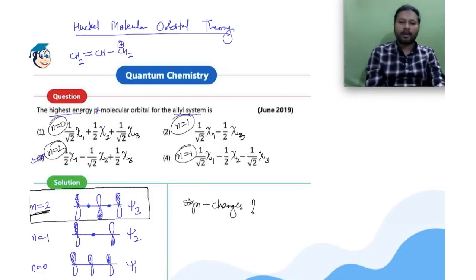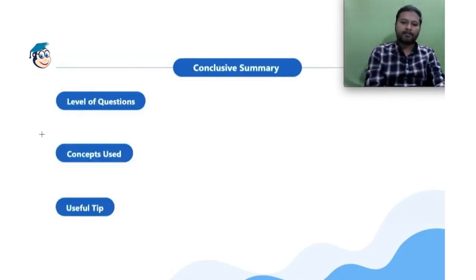I hope whatever I have explained in this video, you guys understood and got everything well, right? So yeah, that's all for this video. I have just covered 4 questions which were asked from quantum chemistry in the June 2019 exam. So I'll conclude all the questions I have solved. The level of the questions, I would say, was easy. Okay, the questions were quite easy.